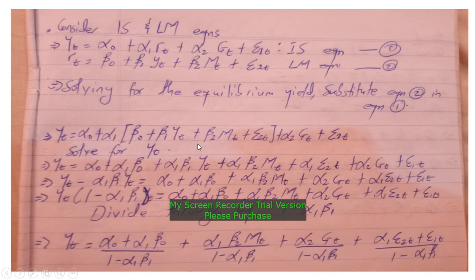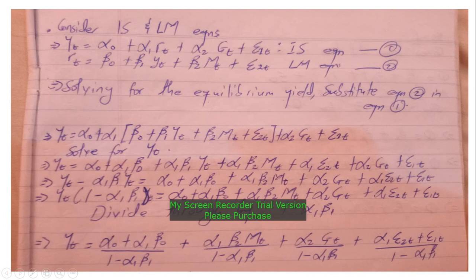So now my equation is yt equals alpha naught plus alpha 1 beta naught plus alpha 1 beta 1 yt plus alpha 1 beta 2 mt plus alpha 1 epsilon 2t plus alpha 2 gt plus epsilon 1t.